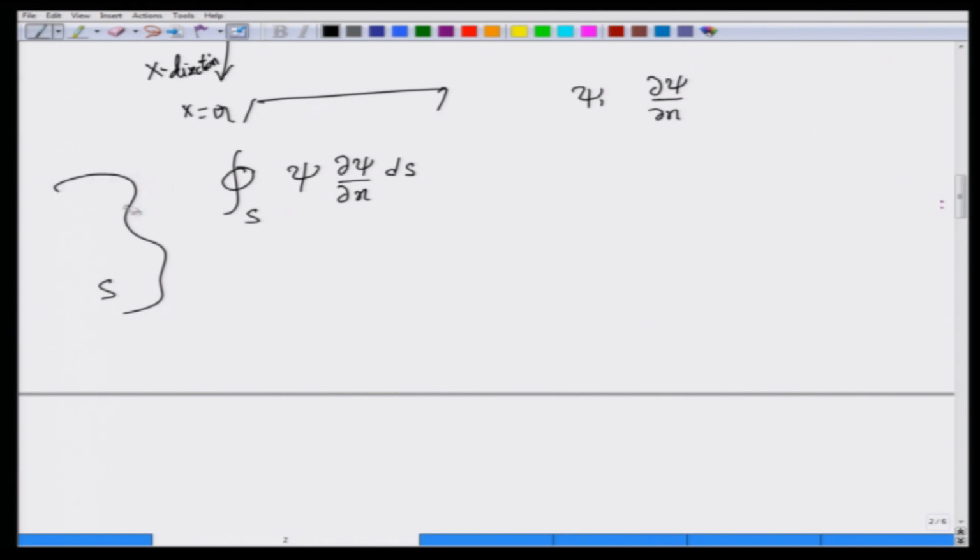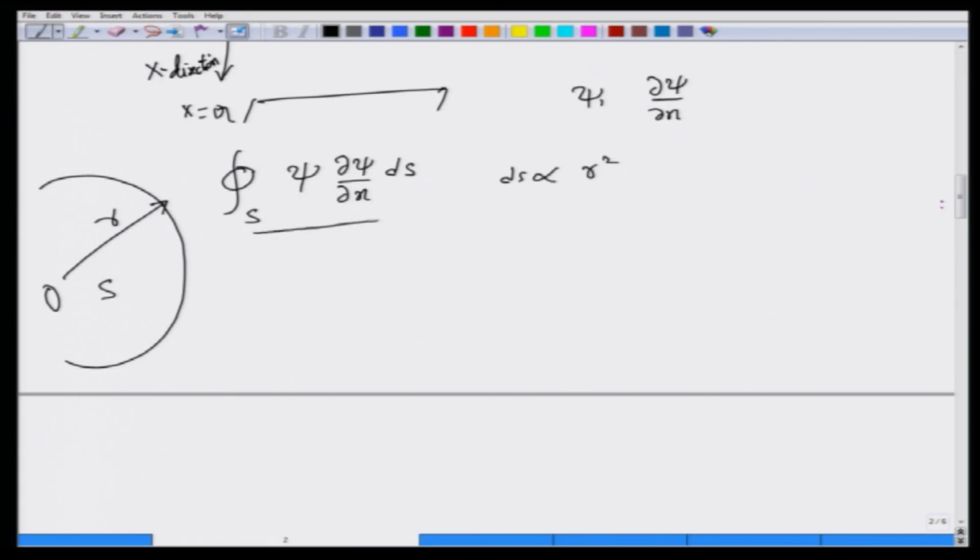Now, if I imagine that this surface is not just any surface, but some sort of a spherical surface, of certain radius small r, measured from some origin. Then the surface area would actually be proportional to r square, correct. The surface area of a sphere is essentially r square. Now, I ask you this question: when will this integral go to 0, or when will the contribution of this entire thing go to 0?